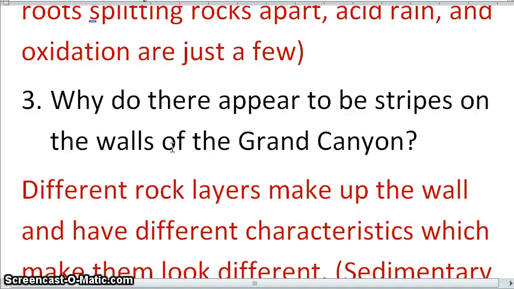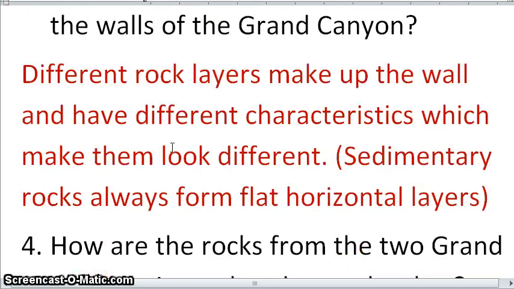The third question here, why do there appear to be stripes on the walls of the Grand Canyon? And we have our answer. The different rock layers that make up the walls have different characteristics which make them look different. Sedimentary rocks always form flat and horizontal layers, so they appear in stripes because they are different rock layers deposited at different times and they have different characteristics.